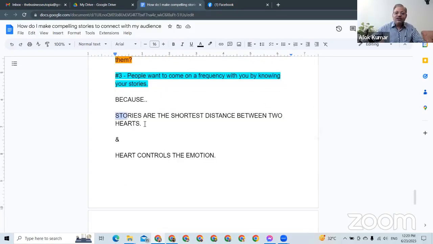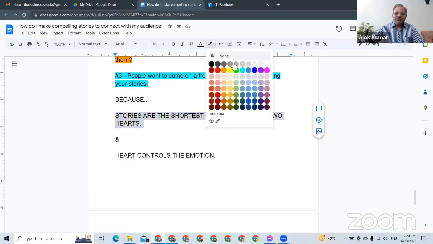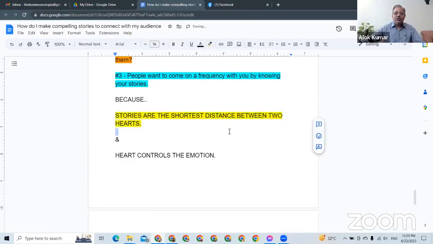And why are these things happening? Because stories are the shortest distance between two hearts. Very powerful thing. Stories are the shortest distance between two hearts, right? And you must have heard, when a husband and a wife are talking, normally in the Indian context, it is told that love starts from the stomach, right? Because Indian housewives are supposed to cook very good food. And if the food is good, the love is automatically bestowed by their spouses. So here, the stories are the shortest distance between two hearts, and the heart controls the emotion. Mind it, the heart controls the emotion.